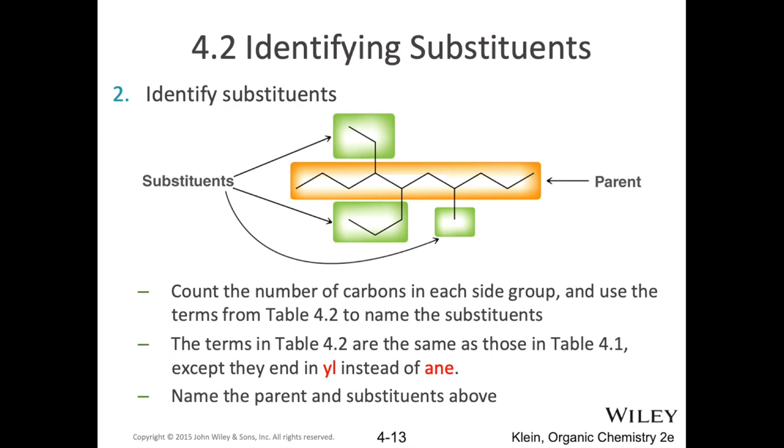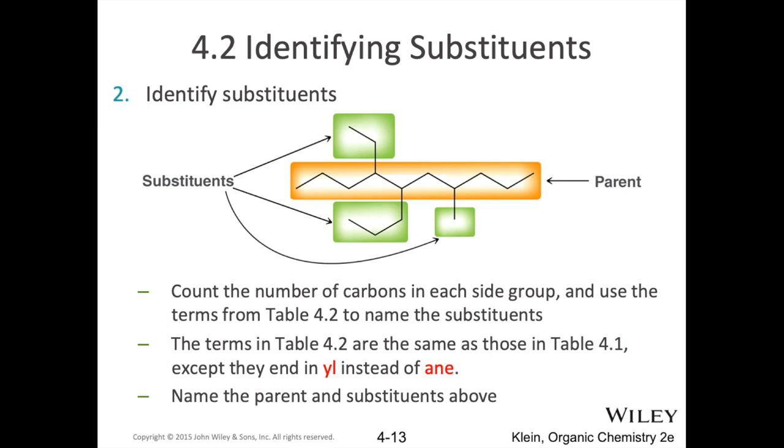Once you've identified your parent chain, you now have to name the substituents. I mentioned that you could have branches coming off of your parent chain, your longest carbon chain, and you have to name those. Now there are different types of substituents. We've already seen some that are just branches of carbons, so carbons and hydrogens. We can have other substituents. You could have, for example, halogens. You could have functional groups. There's lots of different substituents, but for now we'll keep it simple and look just at hydrocarbons.